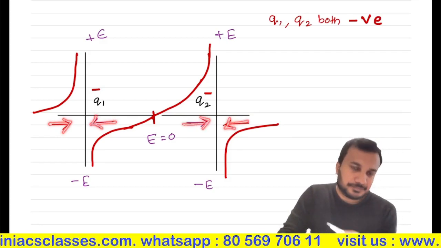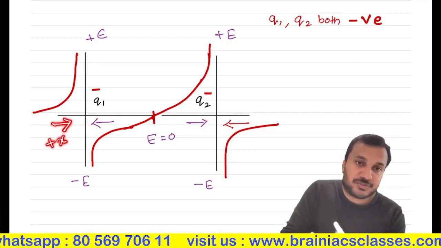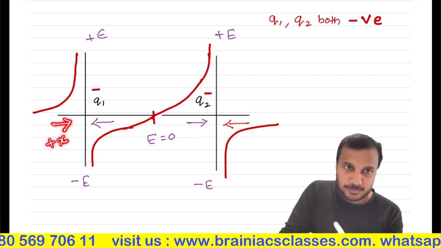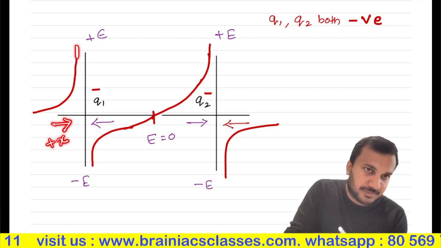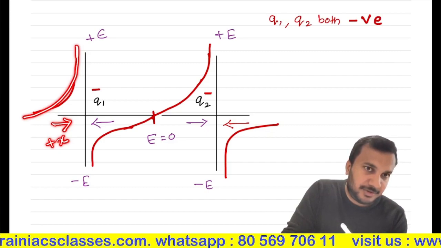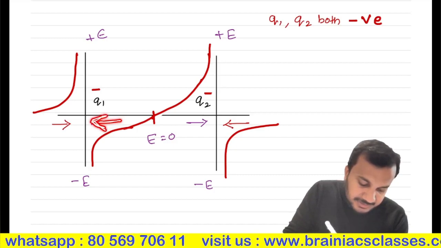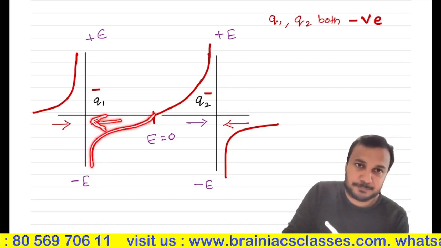Everywhere inside, the left charge first. Inside means what direction? Positive x direction. On the right side of the charge, the electric field is positive, starting from positive and going to 0 from infinity to 0. On the left side, the electric field is negative, coming like this.